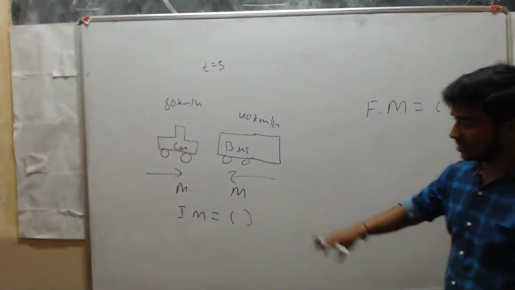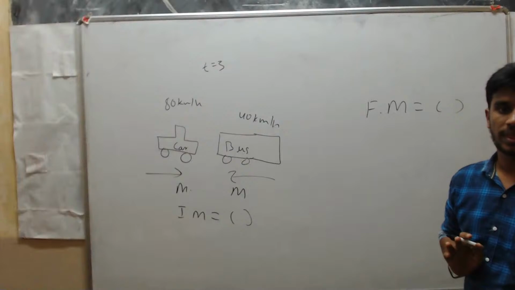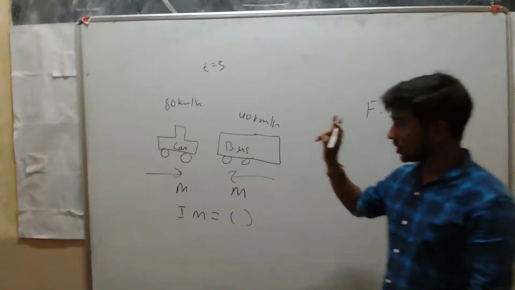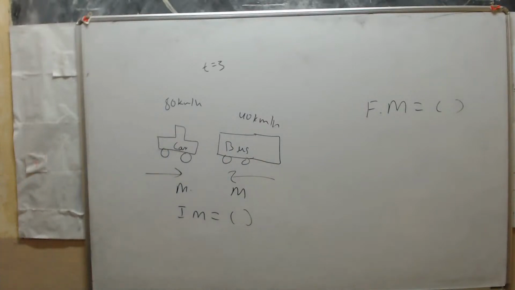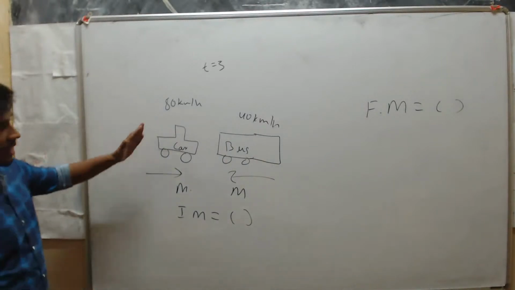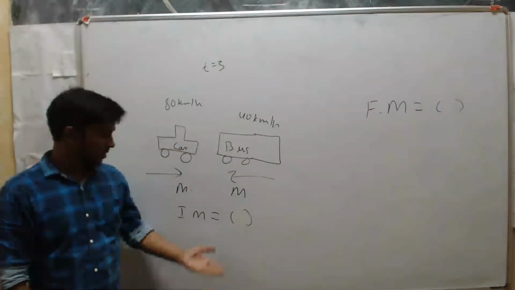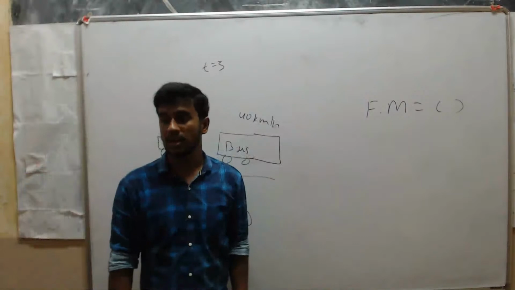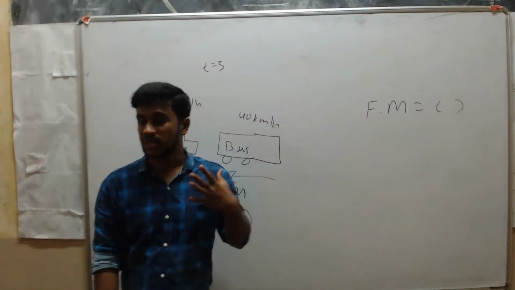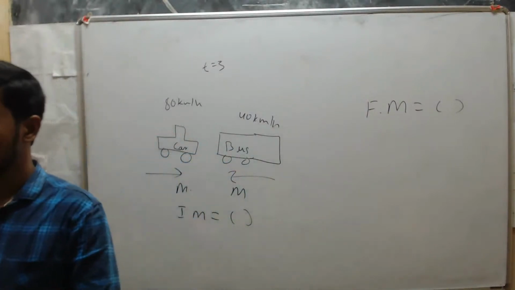So then we can say that momentum is conserved. Clear? Before the accident and after the accident, if you take the momentum of both bus and car, you will get the initial momentum, and you will get the same answer for the final momentum. So then we can say that momentum is conserved.